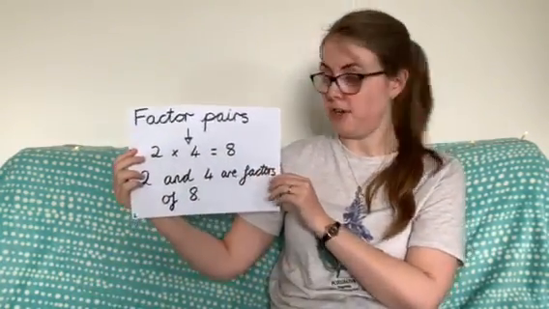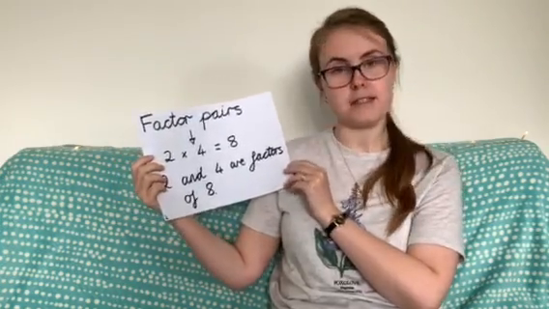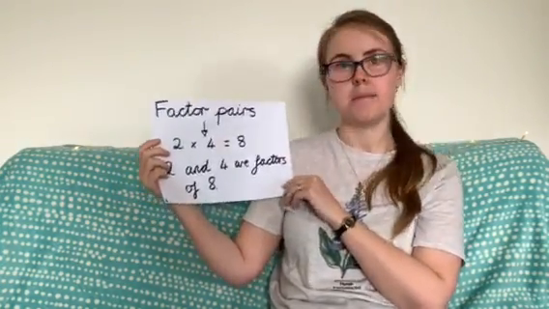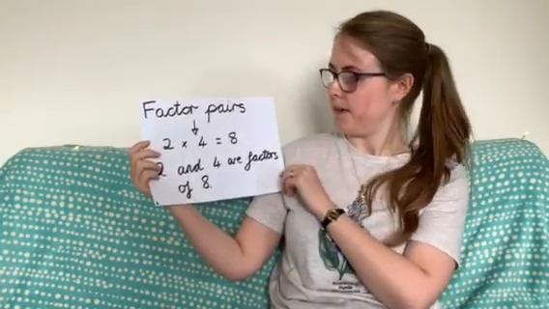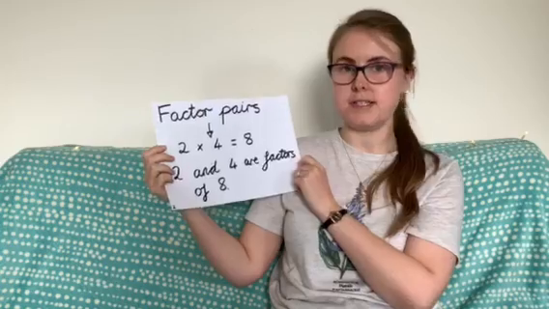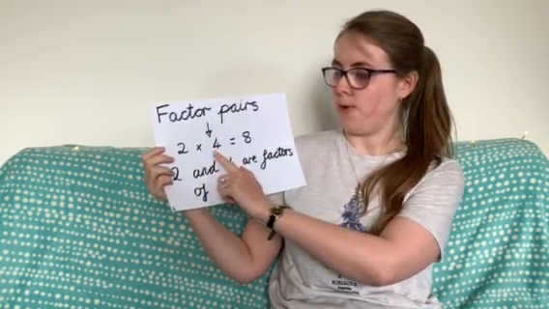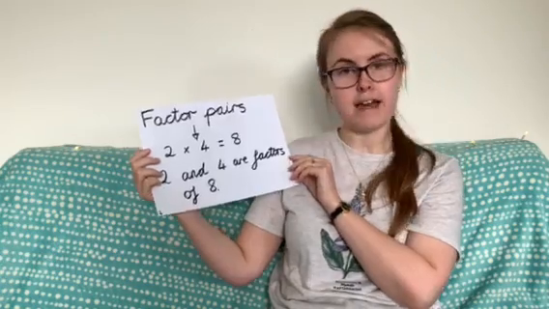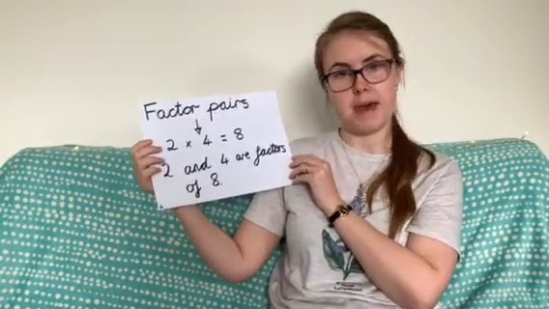Now on day 1, we are going to be thinking about factors, which is something new that we haven't looked at before. Now factors are two numbers that can be multiplied together to make a certain number. Okay, so I've written here factor pairs, they come in pairs. Now I've written 2 times 4 equals 8. So 2 and 4 are factors of 8, they are a factor pair.